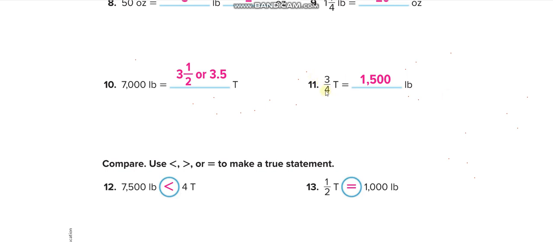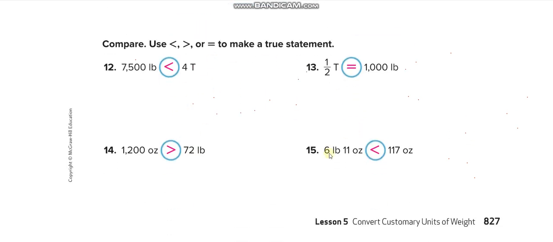Again guys, if you divide a ton into 4 parts, like 2000 divided by 4, each part is 500, and you take 3 parts because it's 3 out of 4. So 500, 500, 500, that is 1,500 pounds. Okay, here you can compare easily and then match your answers from this video. Let us move to the next page.